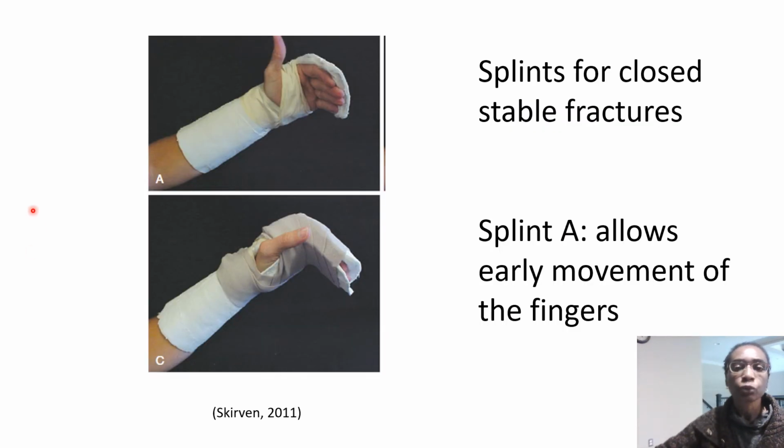Splints are used to immobilize the hand and to allow bones to heal. In A, the splint allows the person to be able to move their fingers, and it's put on top of the hand. And in C, the splint is under, and the person is not allowed to move their hand. And for about 4 to 6 weeks, the patient will have this splint on and is not supposed to get it wet.